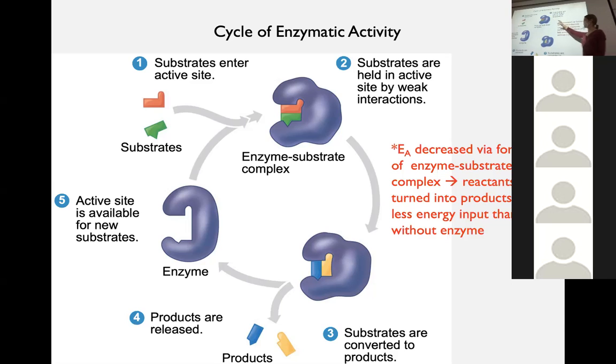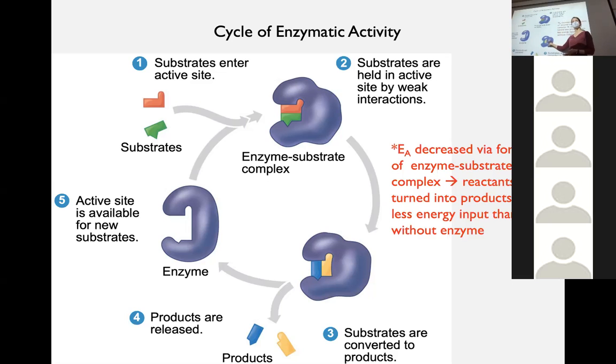If these two substrates were just off on their own trying to bond together, they would need a lot of energy. The enzyme is basically making it a little bit easier for them to bond, changing into two different things. It's going to convert those reactants, the substrates, into the products, and then it'll release them, like I said before. It just lets them go after the reaction is done.